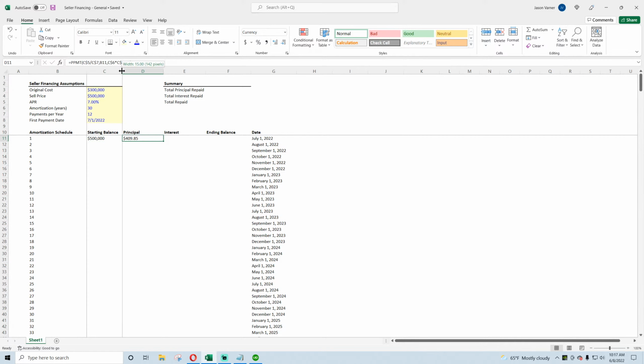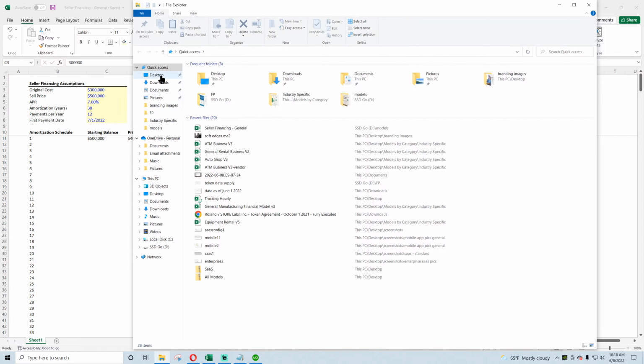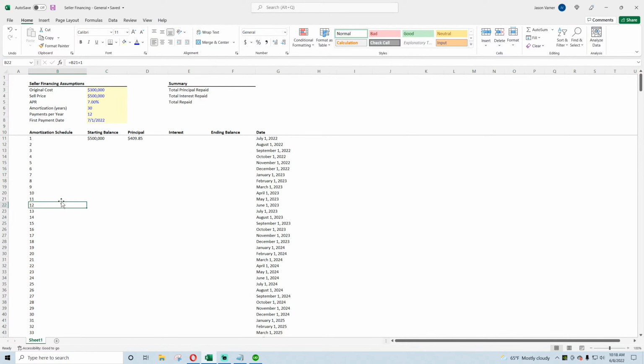Okay, let's think about this. So if you buy it for 300, you finance it, you're getting 500. Now, what would the amortization schedule be for the original cost? I don't think that's actually relevant. Man, I wish I could find this model. Okay, let's do interest. It might come to me as I'm building.